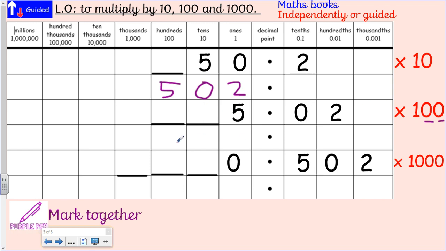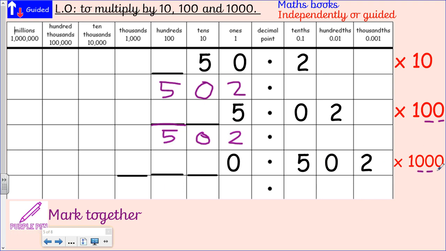5.02 times 100, 2 places, 2 lines in our line method. So the 5 comes underneath the line. That's why we're putting the line here, so that you know it comes underneath. And then the 0, and then the 2. Everything just follows on. 5.02 times by 100 is 502.